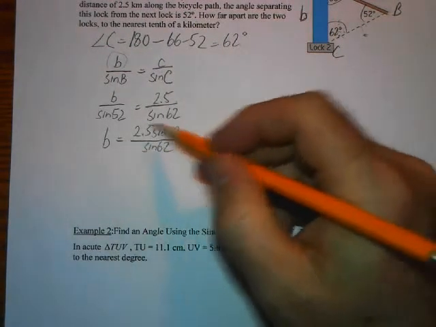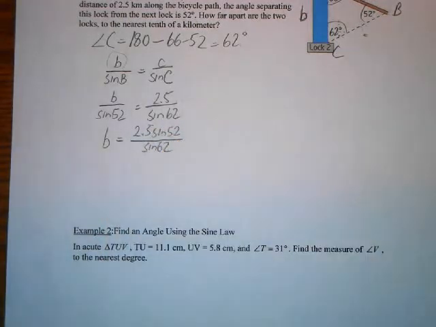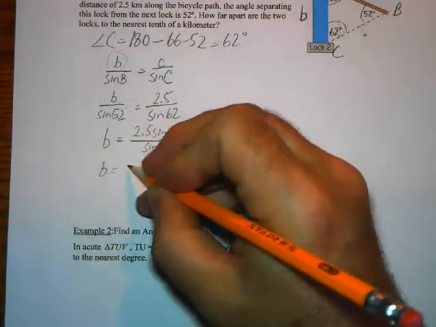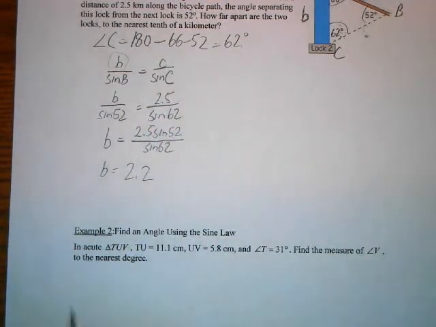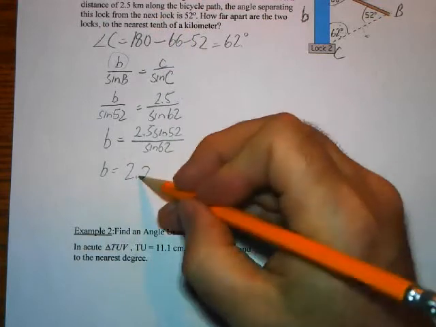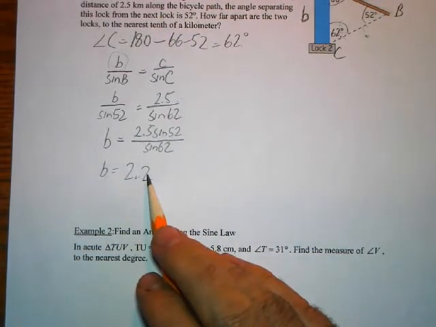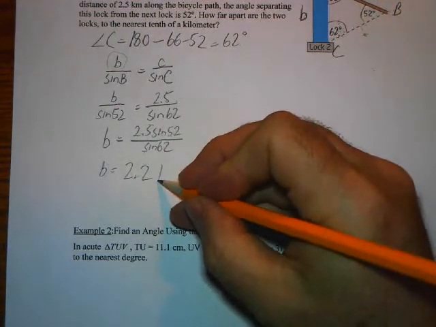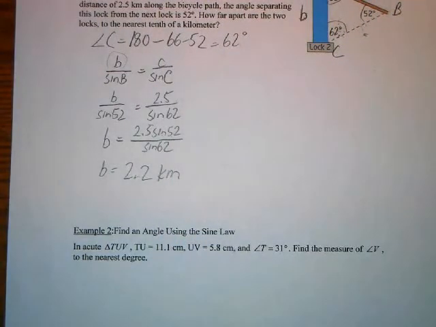Okay, so if I'm doing this on the calculator, the answer I get, if I round this, is going to be equal to 2.2 because it says round to the nearest tenth. And then I think, well, what's the units? Well, I know that side was kilometers, so all the sides would be kilometers.